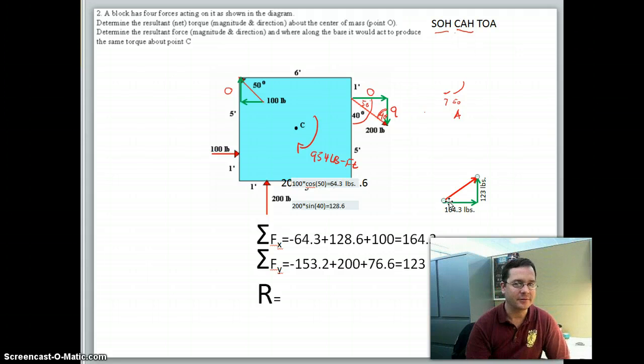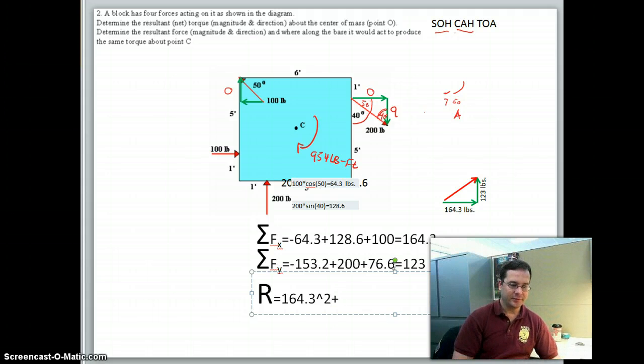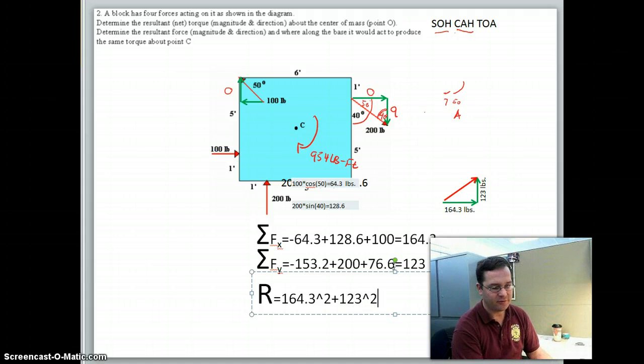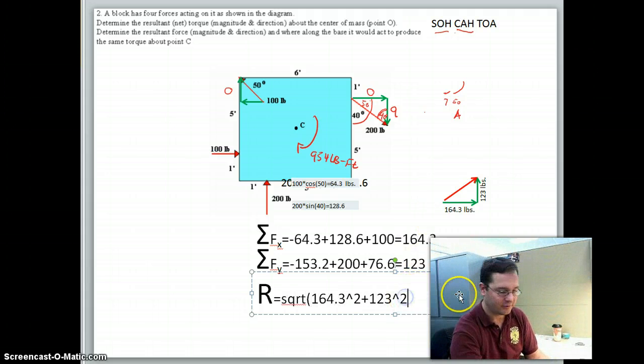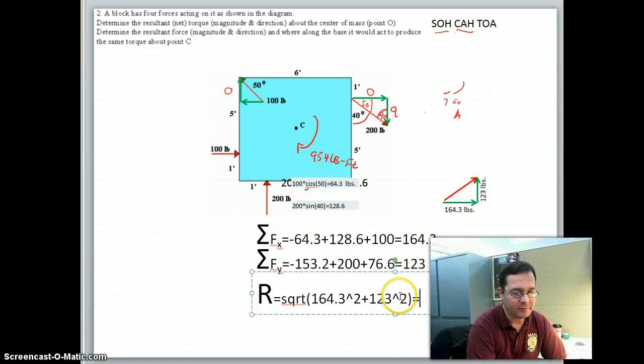So I've drawn it in red here. Think red, R for red, R for resultant. What's the length of the resultant vector? Well, this is simple Pythagorean theorem. It's 164.3 squared, that's the symbol that Excel uses for squared, plus 123 squared, and then we have to take the square root of the whole thing. SQRT is how Excel writes square roots, and that will tell me the magnitude of the resultant.